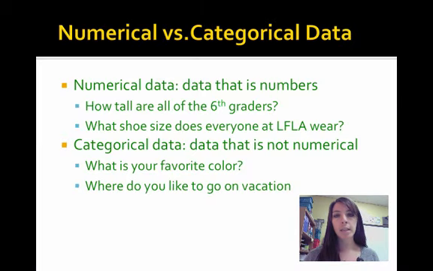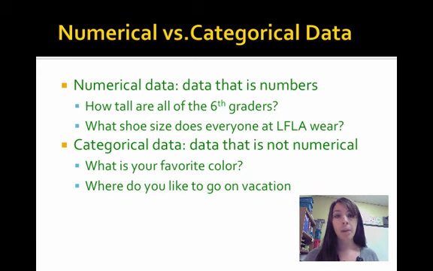So first we need to talk about numerical versus categorical data. Numerical data is data that is numbers. That's the stuff that we've talked about already. You use statistical questions to collect numerical data. So how tall are all of the sixth graders? We have the measurable, the variety, and population. What shoe size does everyone at Lift for Life wear?